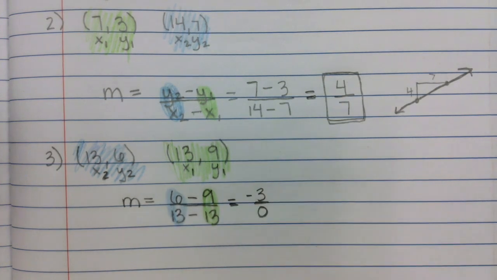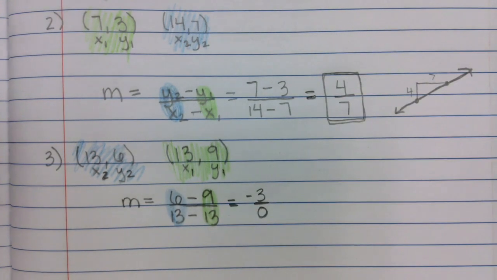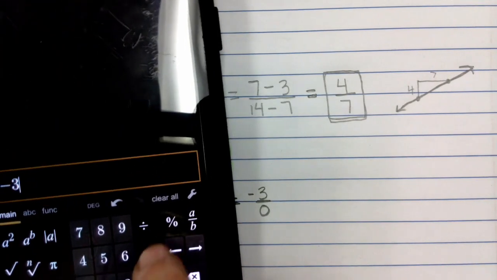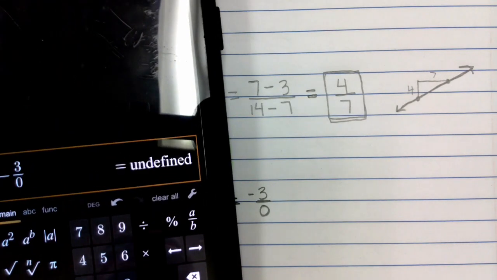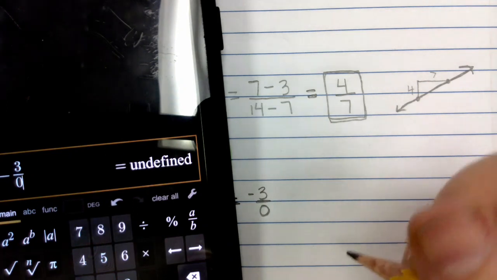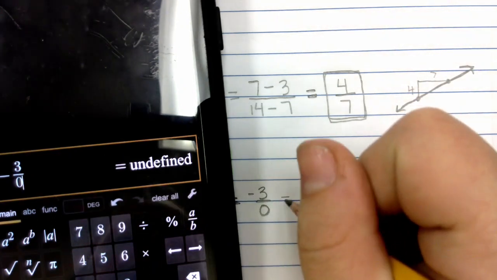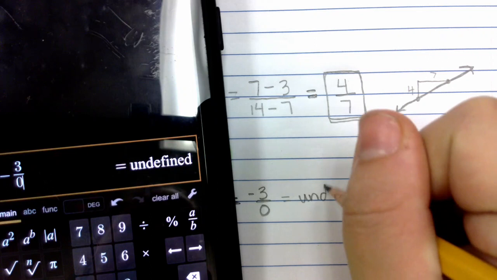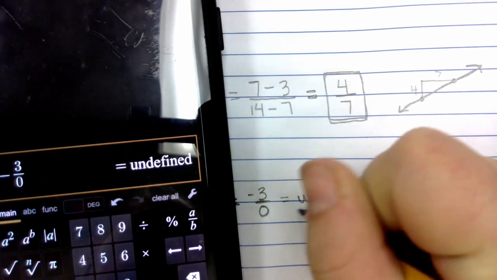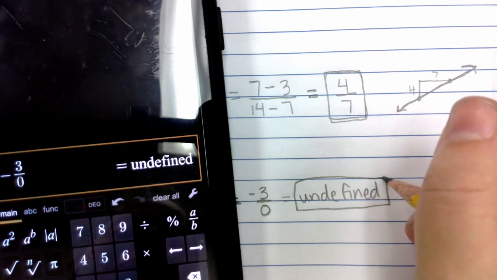Remember, if you put it in your iPhone calculator, it comes up with error. I think if you have an Android, it tells you undefined or it tells you error. If you ask Siri what's negative 3 divided by 0, if something is divided by nothing, then there's nothing to divide it with, and the division never happened. So my answer is no. Alright, so undefined, what does my line look like? Perfect. Can't divide by 0, undefined.